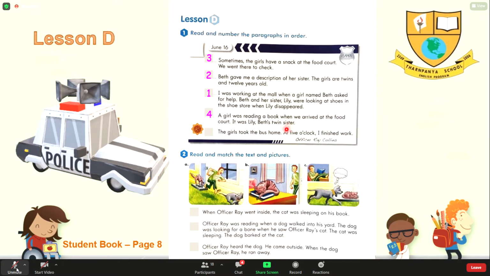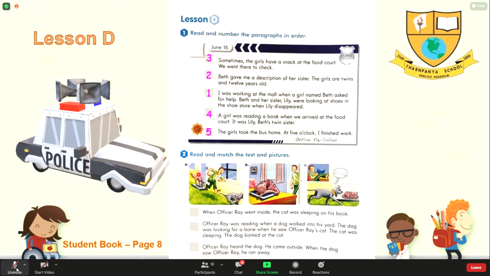Okay. And now we have only one option left, so we know this one is paragraph number 5. The girls took the bus home at 5 o'clock. I finished work. Okay, let's take a look now at the second activity.